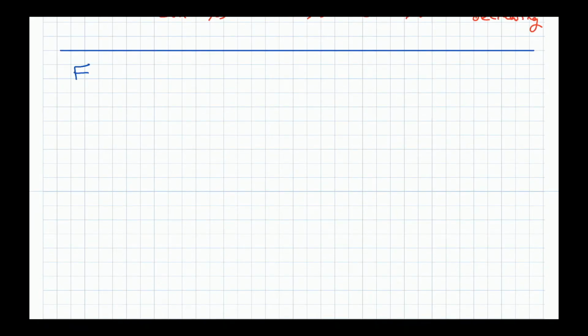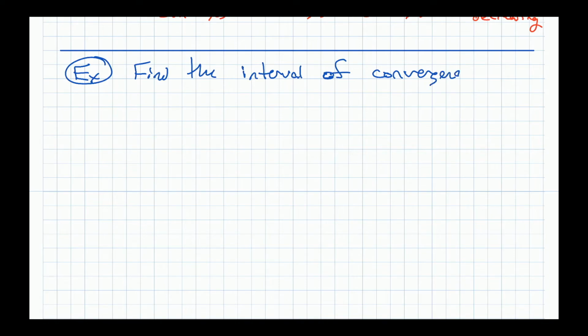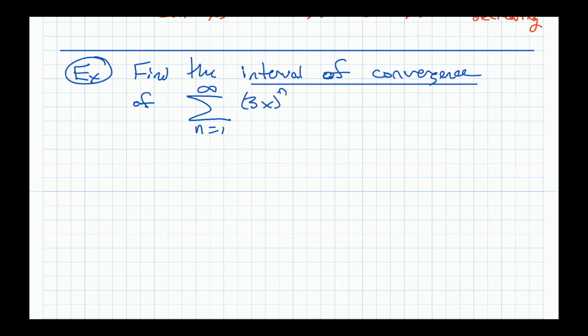Example. All right, find the interval of convergence. All right, so simple. I mean, not that simple, but what you're supposed to do is simple. Of, and I need a series. We're going to go 1 to infinity, (3x)^n over n. All right, easy peasy, let's do this.